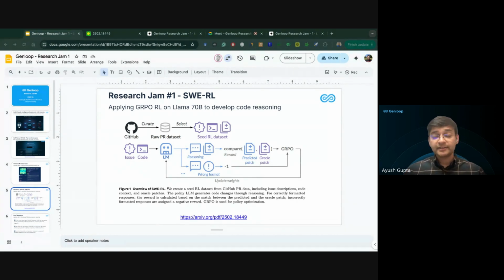And when it is able to give things in the right format, it proposes a patch. The predicted patch and the Oracle patch are compared, and the final reward or score in a 0 to 1 range is then given to the GRPO for further optimizing. So if the LLM is able to reason well and give the exact patch as the Oracle, it will get a score of 1. If not, it will get a score of 0, and therefore has to reason better.